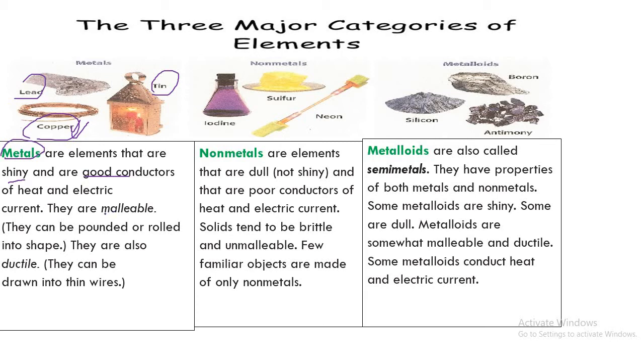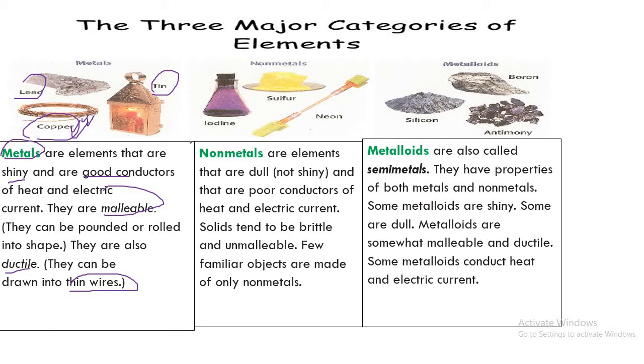They are malleable, which means they can be bent or rolled into shape, like copper wire. They are also ductile, which means they can be drawn into thin wires. So metals are shiny or lustrous, good conductors of heat and electricity, malleable, which means can be rolled into shape, and ductile, which means can be drawn into thin wire.